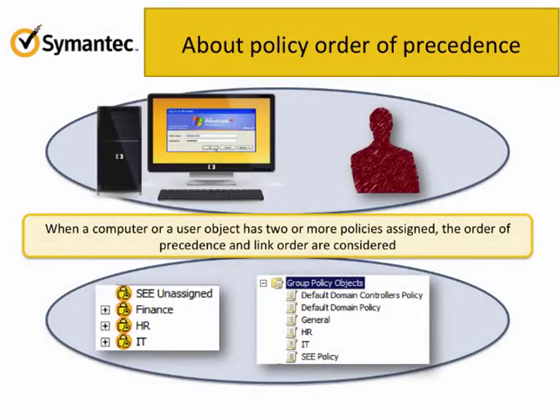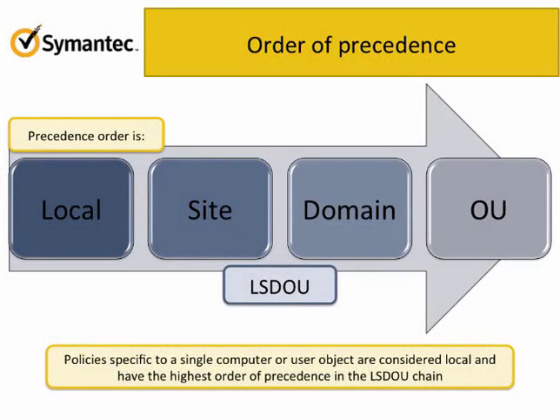When a computer or a user object has two or more policies assigned, the order of precedence and link order are considered. The order of precedence is local, site, domain, and then organizational unit. Policies specific to a single computer or user object are considered local and have the highest order of precedence in the LSDOU chain.